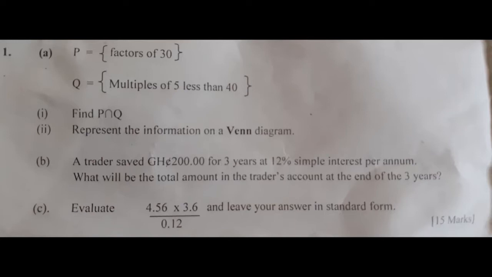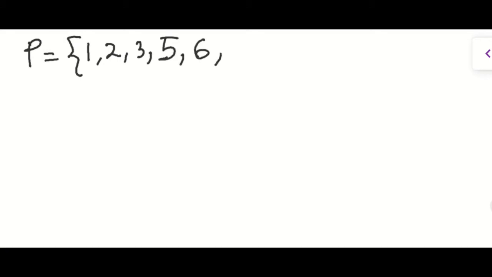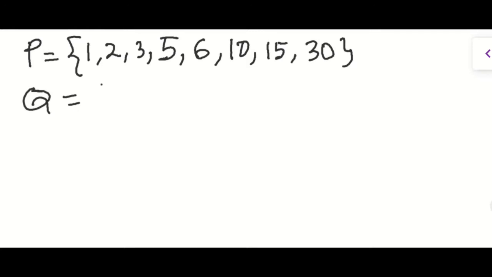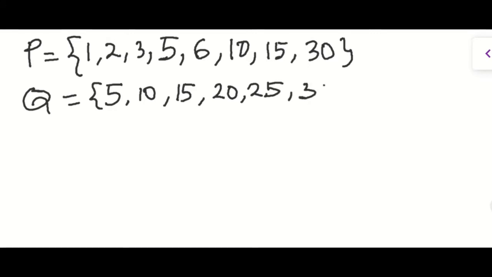Okay, so we've taken the first question. So we start off by writing the factors of 30. You all know factors of 30. 1, 2, 3, 5, 6, 10, 15, and then 30 itself. Q, multiples of 5 less than 40. 5, 10, 15, 20, 25, 30, 35. P intersection Q. We all know what it means.